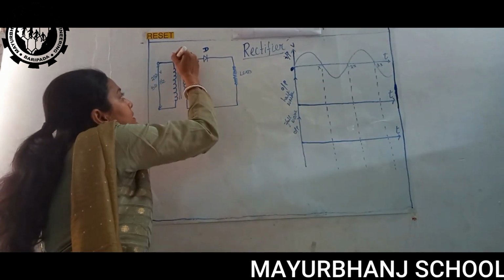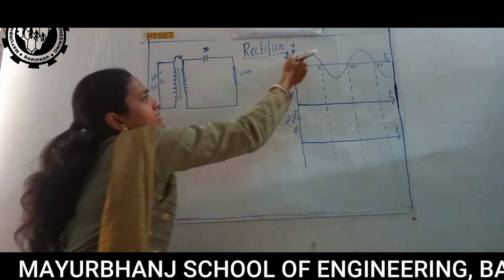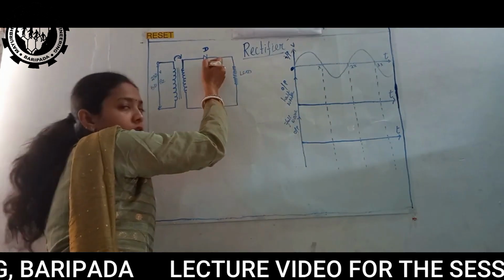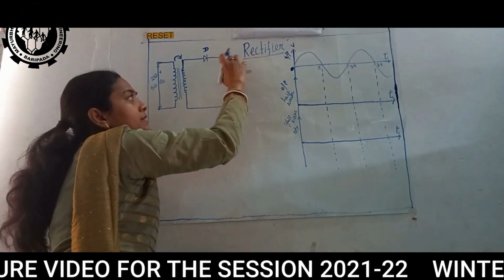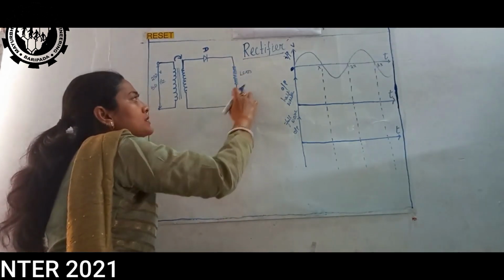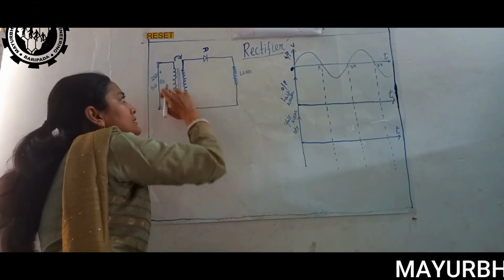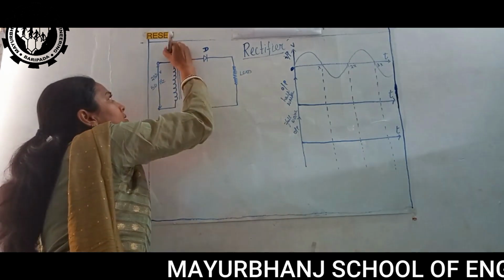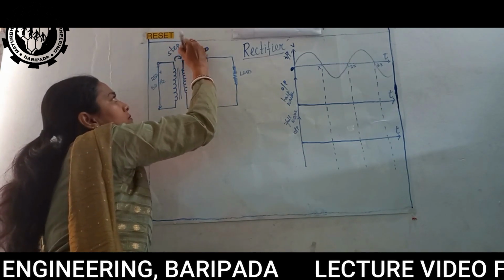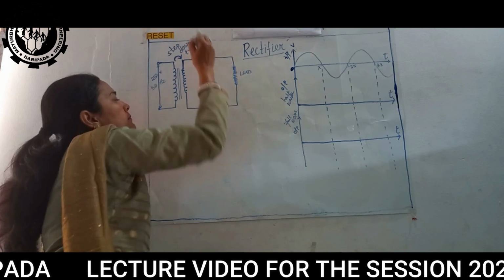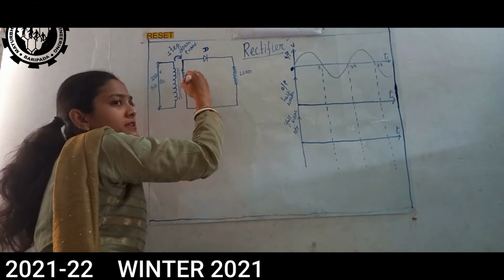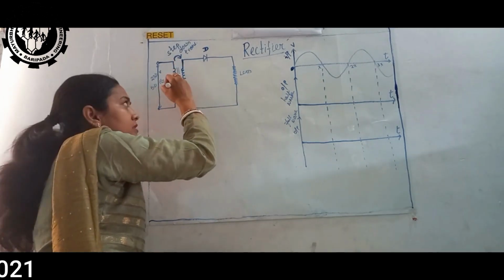Now when I want to convert this AC into pulsating DC, what do I need to do? I need a diode over here. Then I need a load. I have taken a resistive load here. Then there is a transformer. It is generally a step down transformer that I have taken here. When I say step down transformer, the number of windings here is less than the number of windings on the input side.